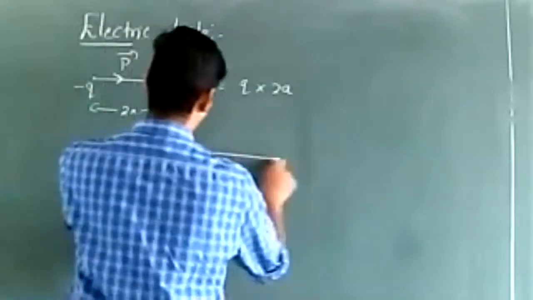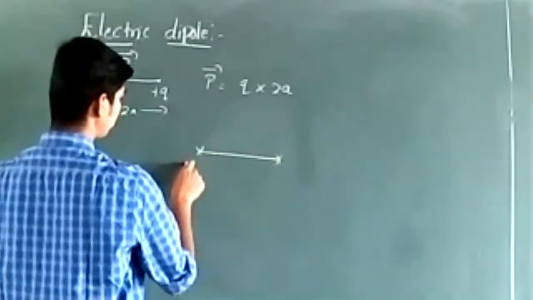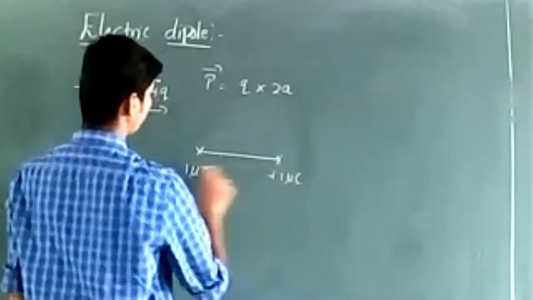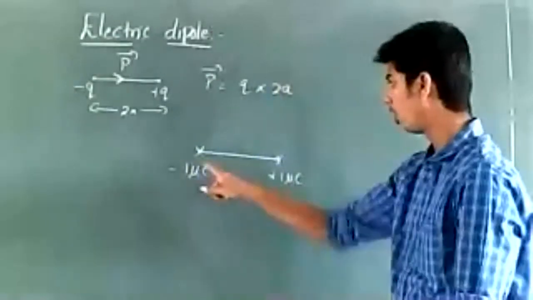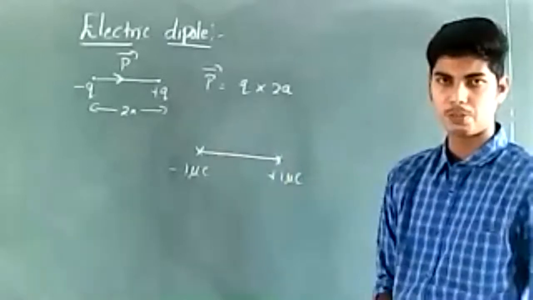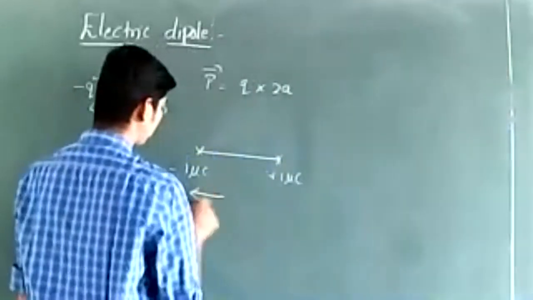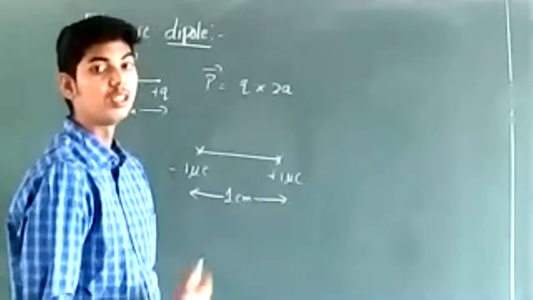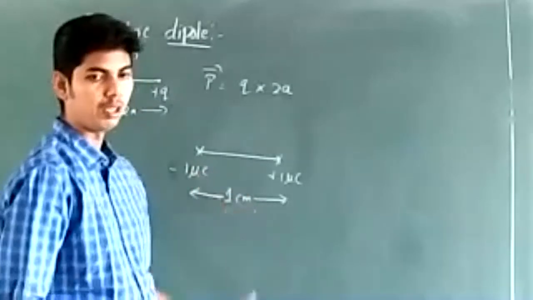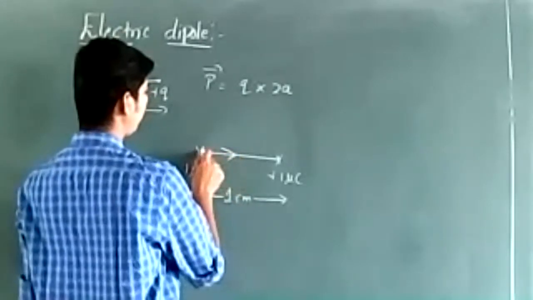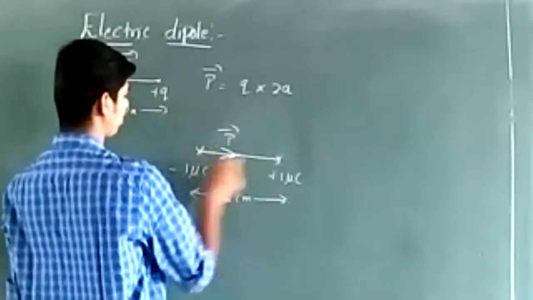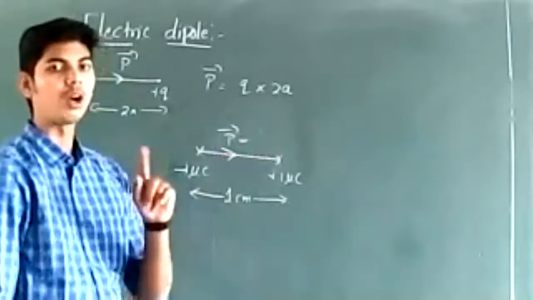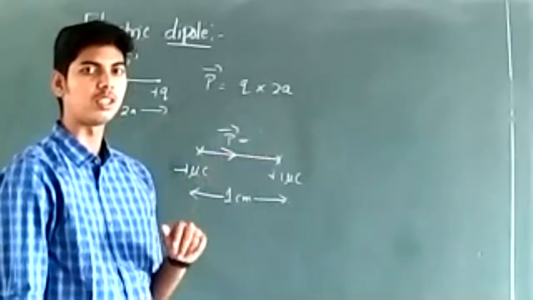If a dipole has charges of magnitude minus 1 microcoulomb and plus 1 microcoulomb, and if the dipole length is say 1 centimeter, then what will be the electric dipole moment of this dipole? Electric dipole moment will be pointing from minus q to plus q, negative charge to positive charge, and its magnitude is equal to product of magnitude of either of the charges and the dipole length.